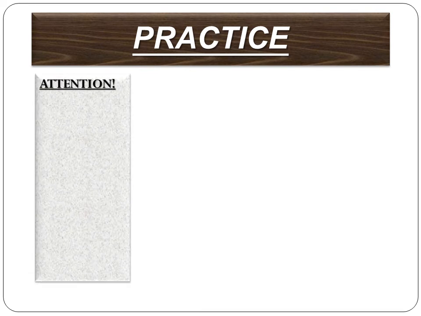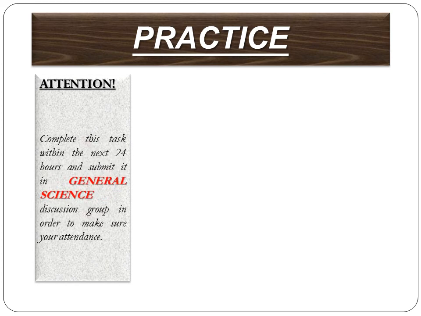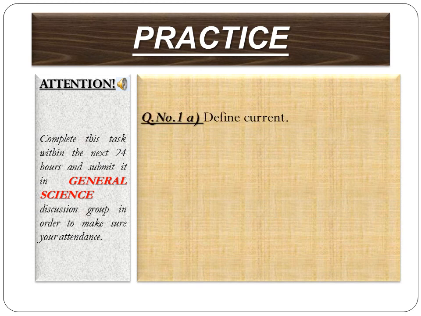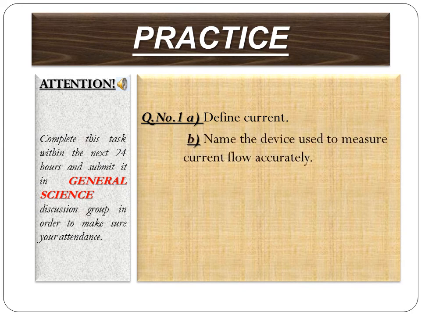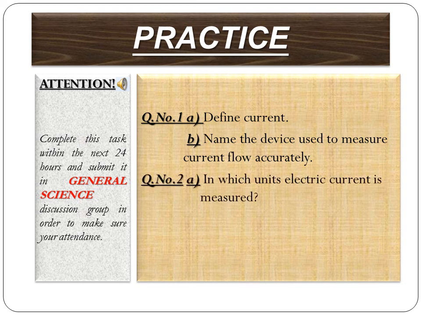Here I have a practice for you, but keep in mind to complete this task within the next 24 hours and submit it in the general science discussion group in order to make sure of your attendance. For your practice, I have given you some questions and you have to answer them. Question number 1A, define current. Question number 1B, name the device used to measure current flow accurately. Question number 2A, in which units is electric current measured? Question number 2B, what does the symbol A stand for?